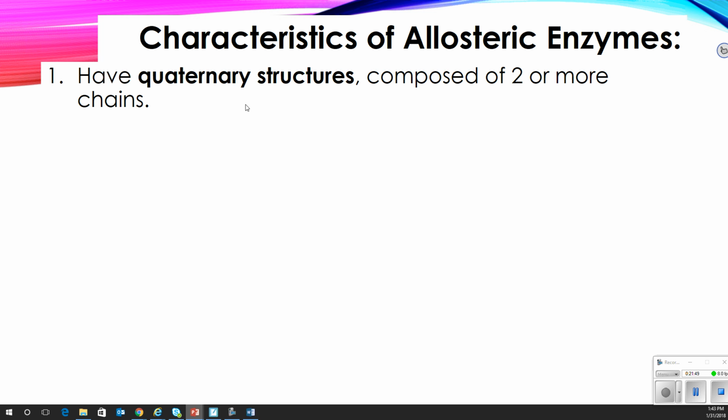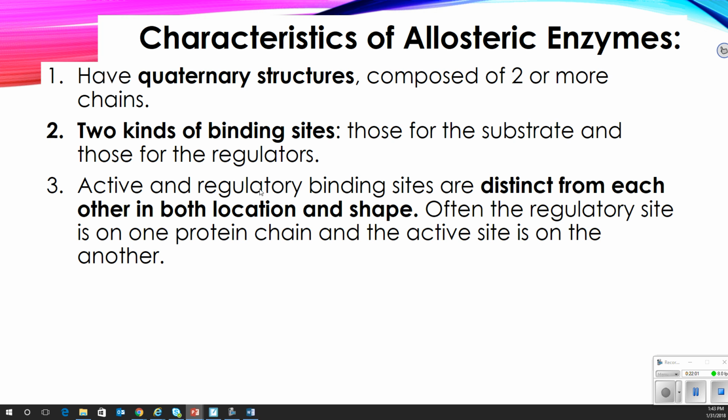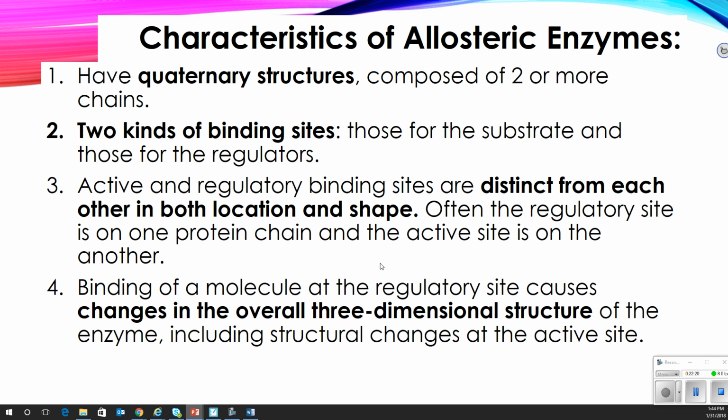Allosteric enzymes have quaternary structures composed of 2 or more chains. They have 2 kinds of binding sites, those for the substrate and those for the regulators. Their active and regulatory binding sites are distinct from each other, both in location and shape. So they're different parts of the enzyme. Often the regulatory site is on one protein chain and the active site is on the other, because remember, it's going to be a quaternary structure composed of at least 2 chains. And then the binding of the molecules at the regulatory site causes changes in the overall 3-dimensional structure of the enzyme. So, yes?